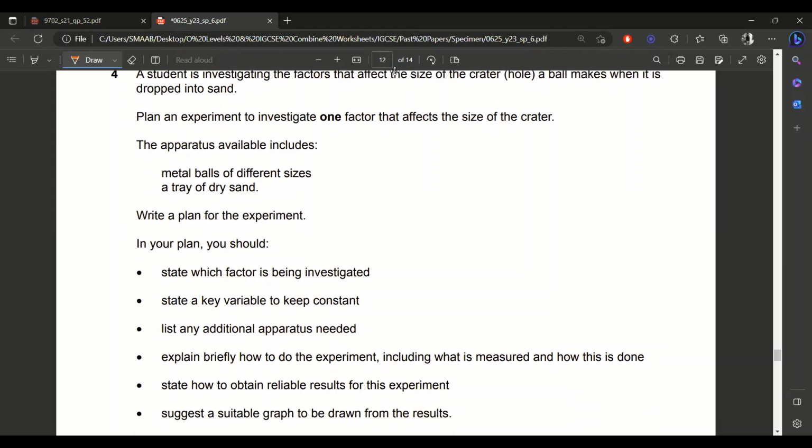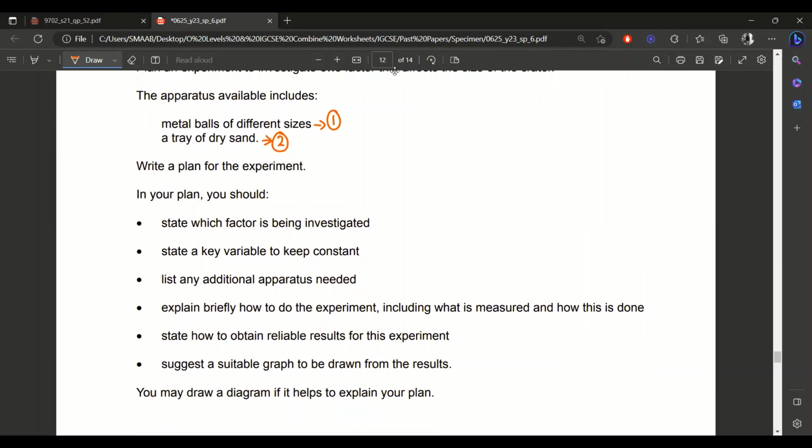So plan an experiment to investigate one factor that affects the size of the crater. The apparatus available includes metal balls of different sizes. So this is our apparatus. We have metal balls and a tray of dry sand. Write a plan for the experiment.